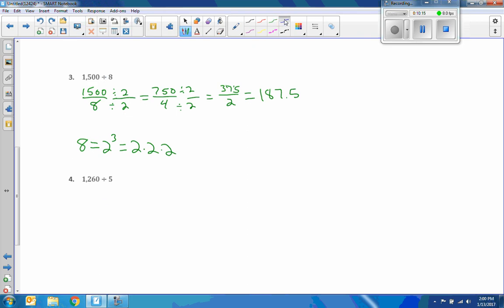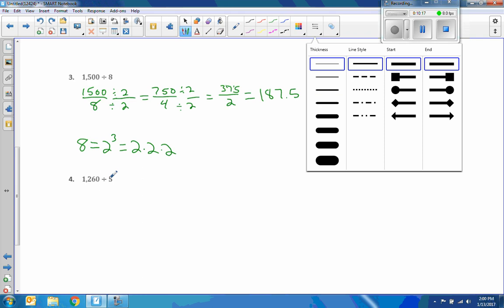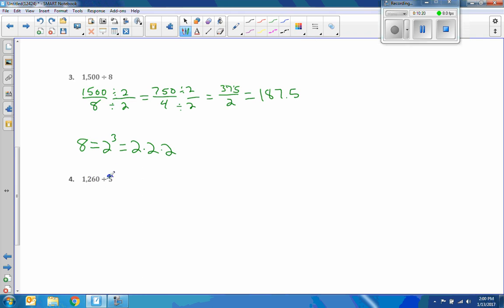Okay, number 4. 1,260 divided by 5, there's our magic 5. 1,260 over 5, I'm going to multiply the top and bottom by 2, and 2 times 0 is 0, 2 times 6 is 12, carry the 1, 2 times 2 is 4, plus 1 is 5, and 2 times 1 is 2. So now 2,520 divided by 5 times 2, which is 10, zeros cancel, and we get 252.